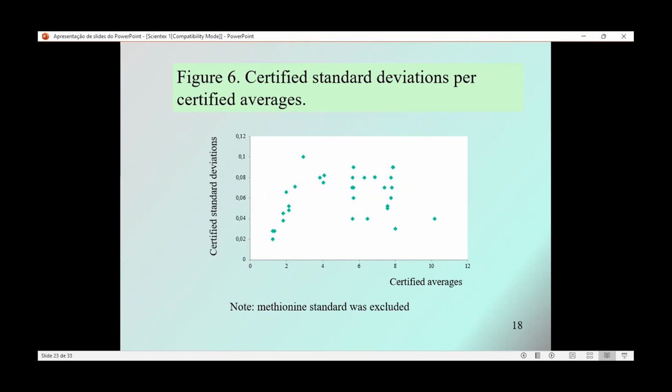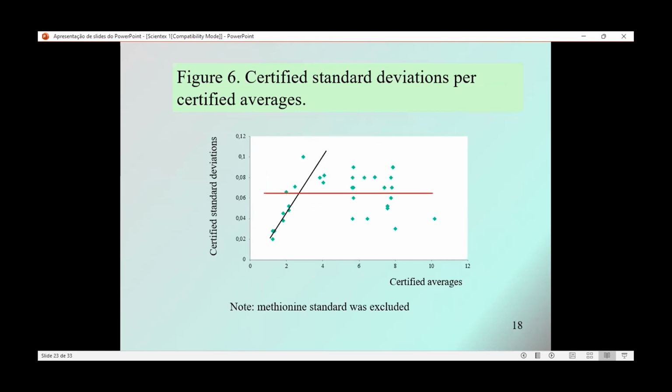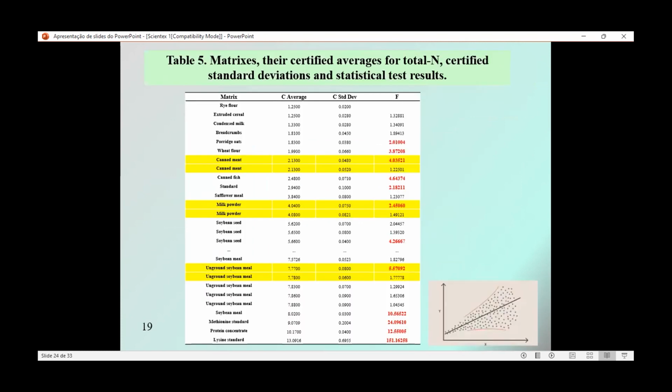This looks like the figure for ashes and the figure for crude fiber seen before. Well, in this table, we can see matrices, certified average, certified standard deviation, and statistical test results for the uncertainty of these matrices. The matrices were ordered by their average.